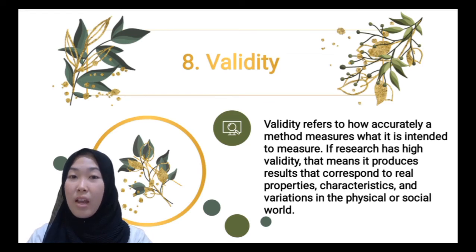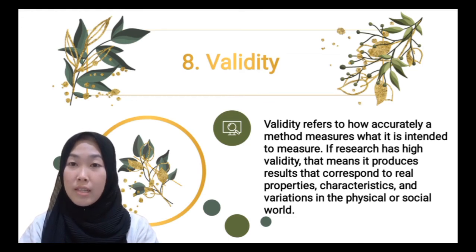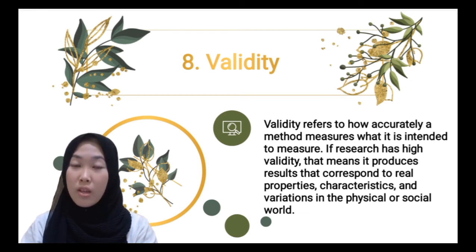Types of validity. The validity of a measurement can be decided based on three main types of evidence. Each type can be evaluated through expert judgment or statistical methods. First, construct, second, content, and the third, criterion. Validity should be considered in the very early stage of your research, when you devise how you will collect your data. First, choose valid methods of measurement. Second, use appropriate sampling methods to select your subjects.